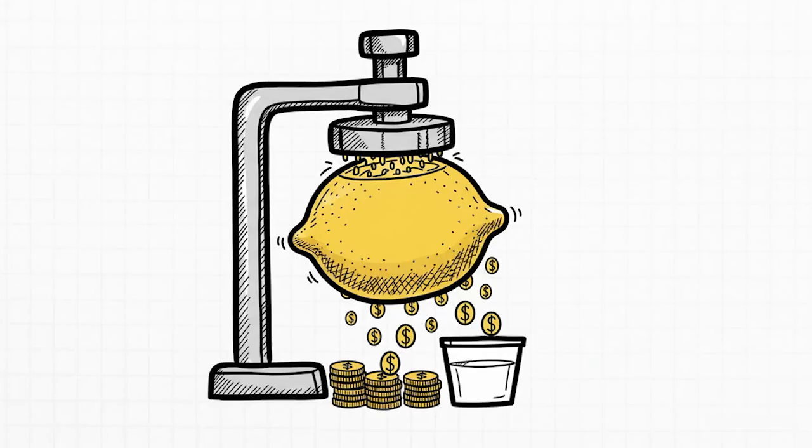So what's the bottom line here? Price discrimination isn't just random luck. It's a very calculated, very deliberate strategy to squeeze every last possible drop of profit out of a market. It's all about making sure no money is left on the table.